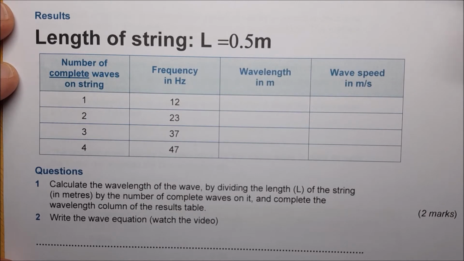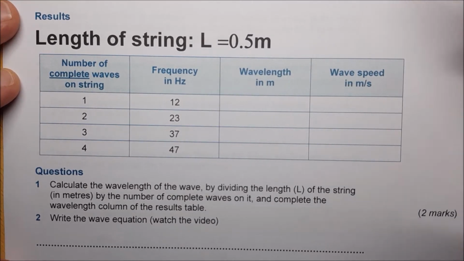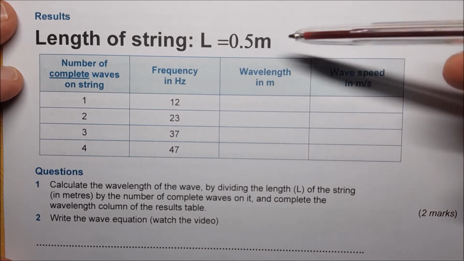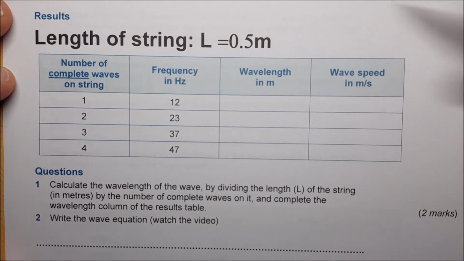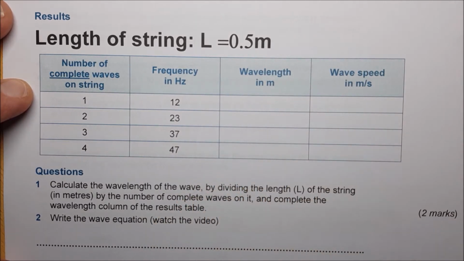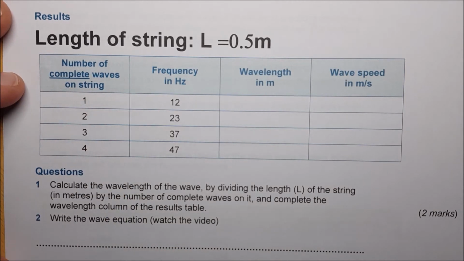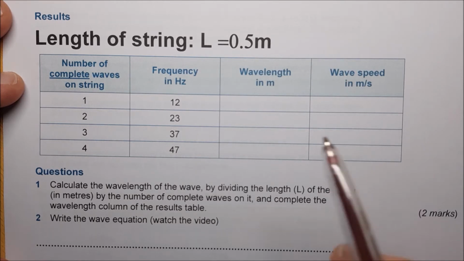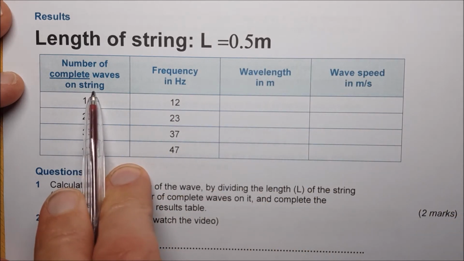But what we've got here is some results, and the results here are from that practical. And I hope it was quite clear that the length of the string was 0.5 meter here. And all you've got to do then is work out the wavelength in meters. Now, if we remember, if you've got complete waves, you don't have to do that extra step of dividing afterwards. It is just how many complete waves there are, and you're dividing the length of the string by the number of complete waves. That's all you're doing.